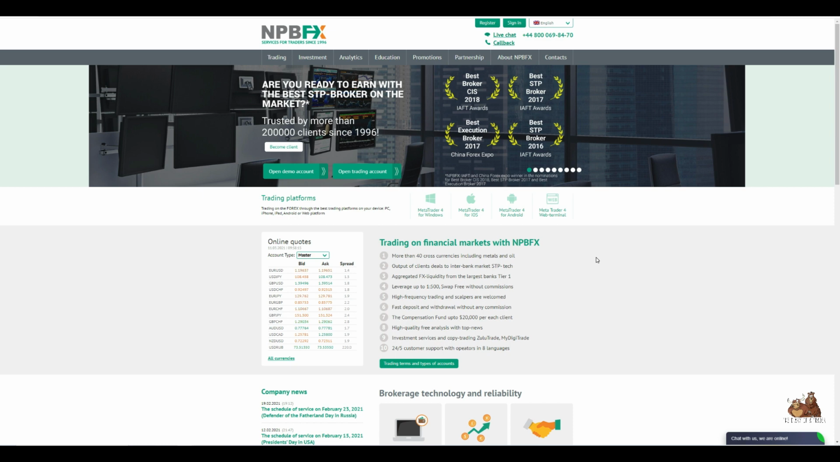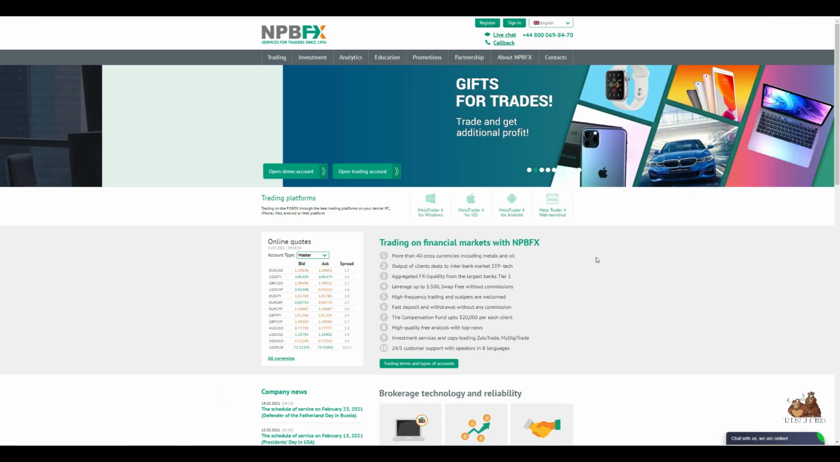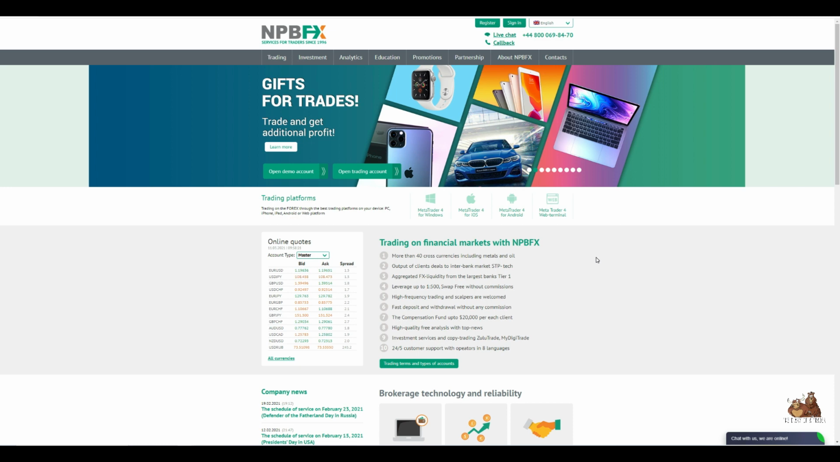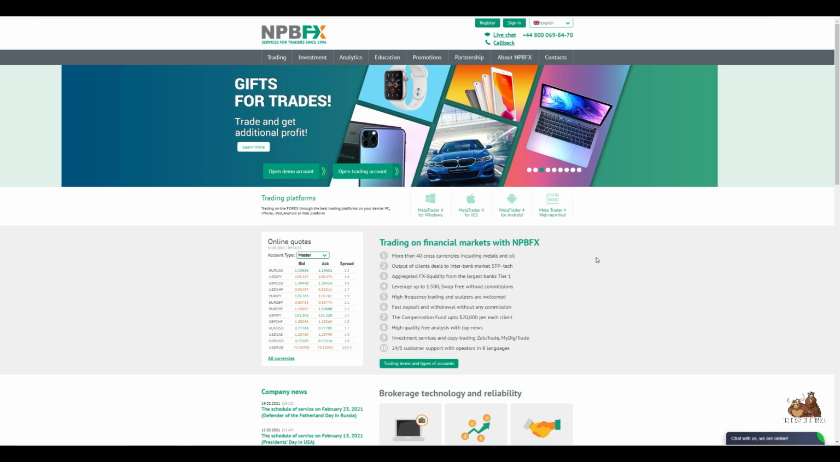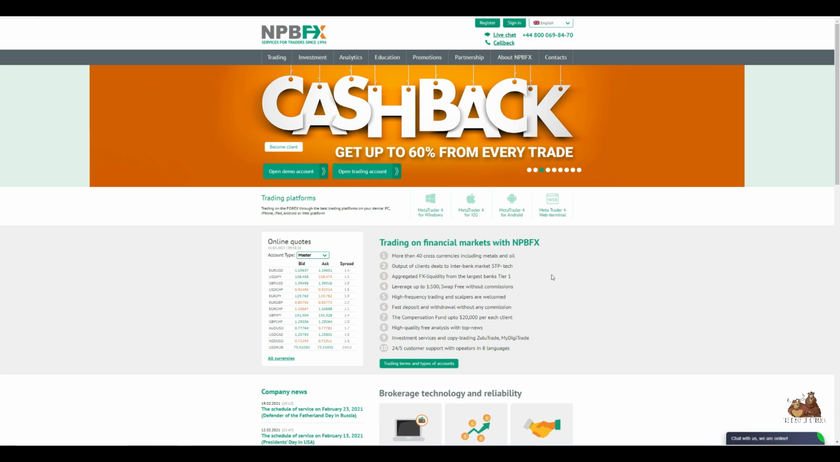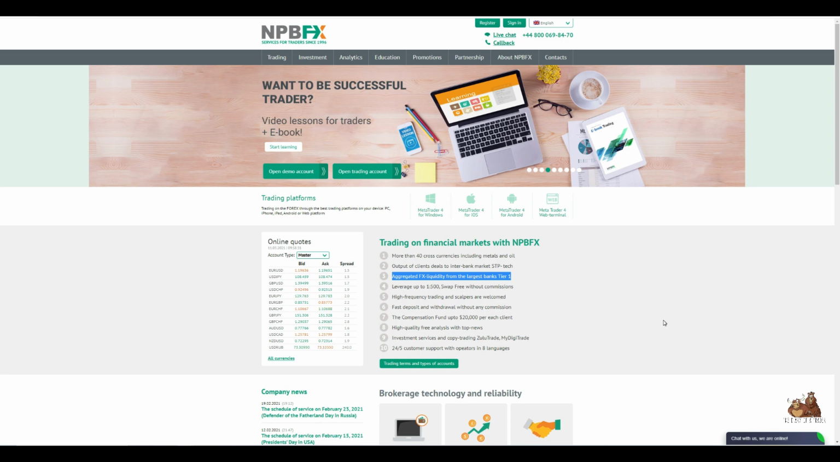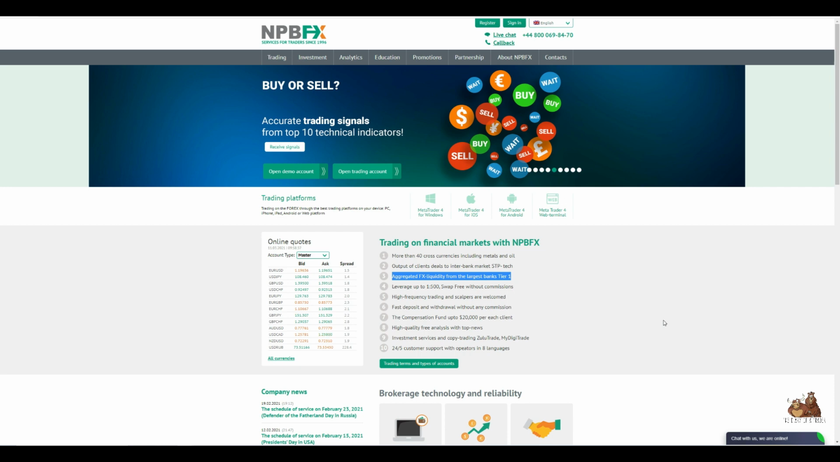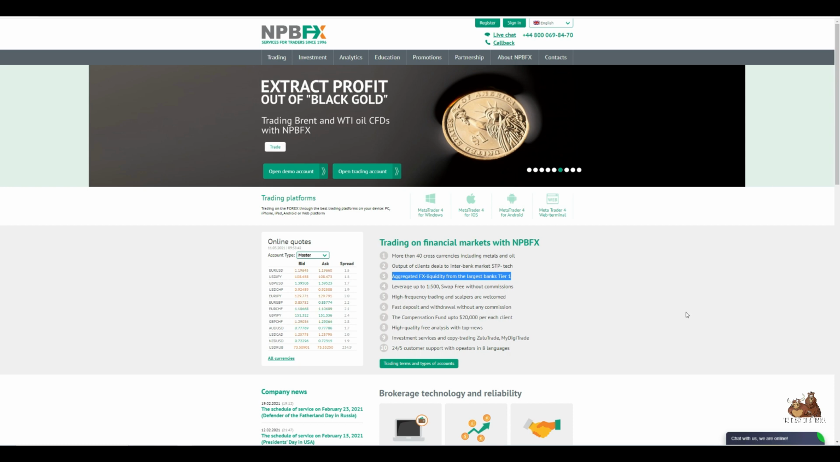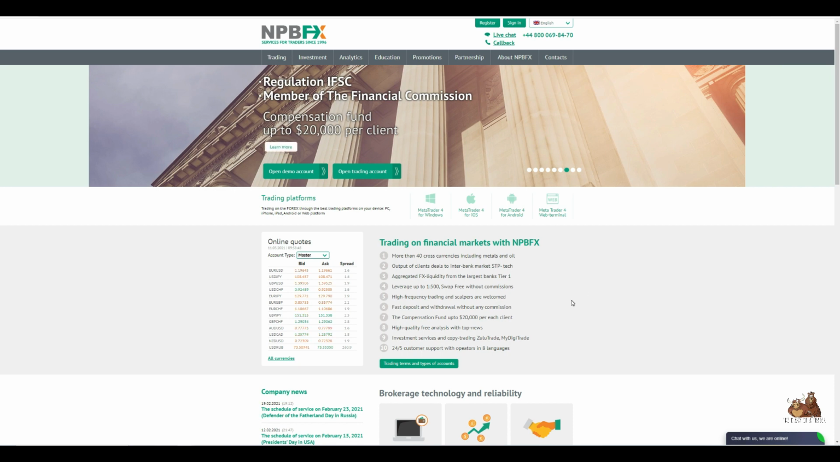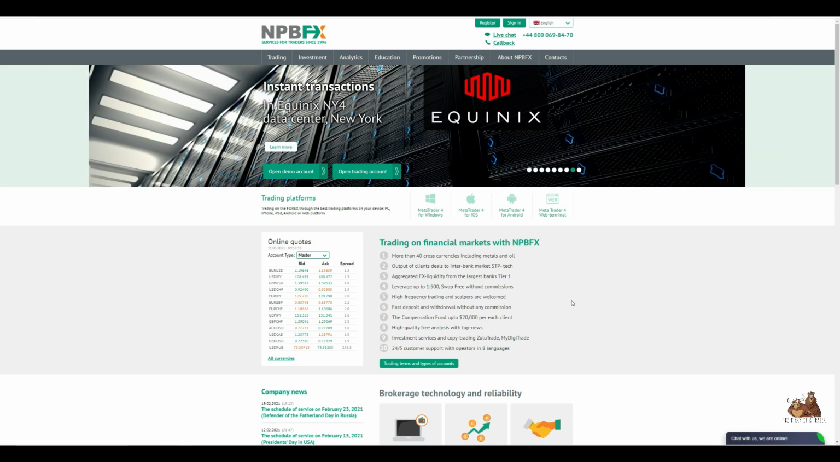Trading on financial markets, let's see, more than 40 cross currencies, metals and oil. What else? Aggregate FX liquidity from the largest banks tier 1. Now, I'm not sure about that. I will have to see some proof of this statement, because if you aggregate FX liquidity from more than one liquidity provider and you put it into an ECN or an STP account, then you cannot have this kind of a spread on the Euro US dollar. Instead, you will have 0.4, 0.5, up to 0.9, not 1.3.